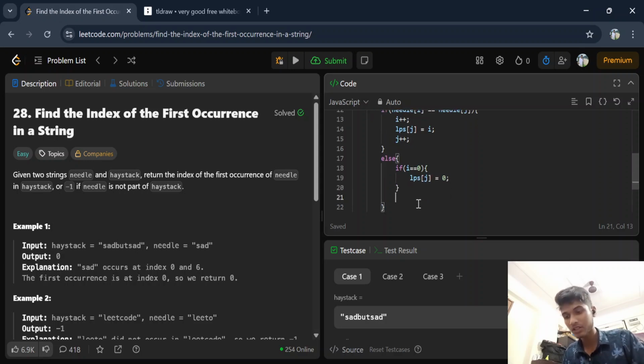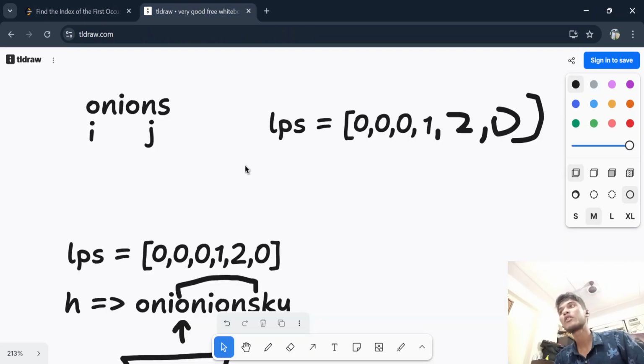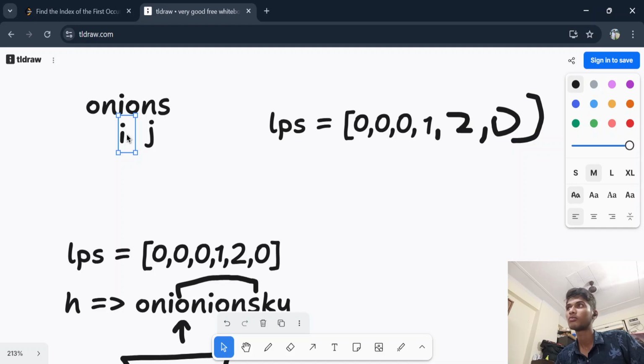Suppose i is not 0, or I can write else. Because if it is equal to 0, it will fall in this if condition, else it will go into the else condition only. So if it is not 0, there is a catch here again. Suppose i was here and it was not matching, so I will not append 0. Maybe the previous element was matching.